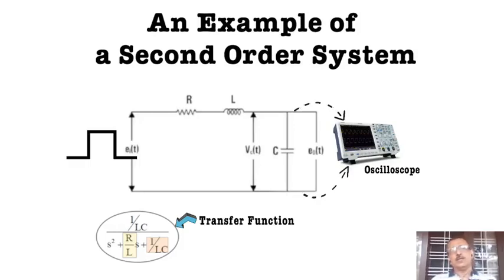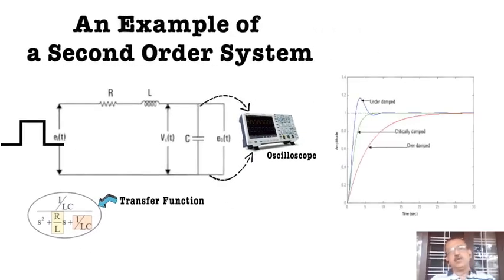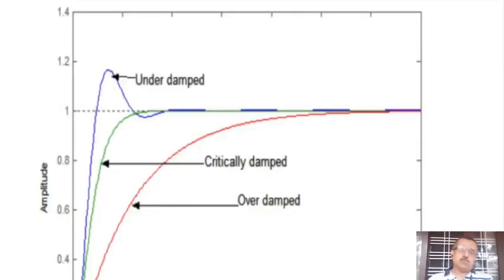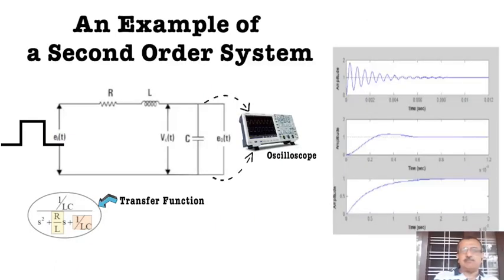Once you connect this to a CRO, what will you see? You will see the output as we saw in the last slide. And I have simulated this in MATLAB, and you will get the response like this. When R is a small value, 100 ohm, the response will be oscillatory.